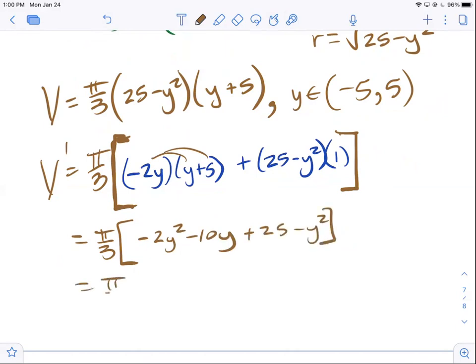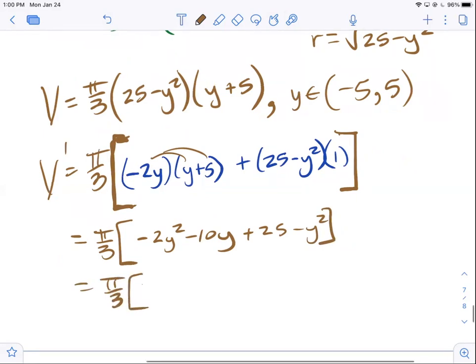That's looking good. Combine like terms, right? Starting with the highest degree. So that's going to be minus 3y squared minus 10y plus 25.